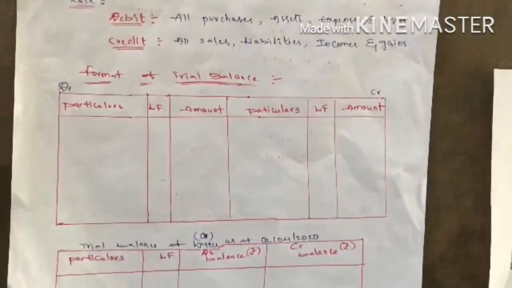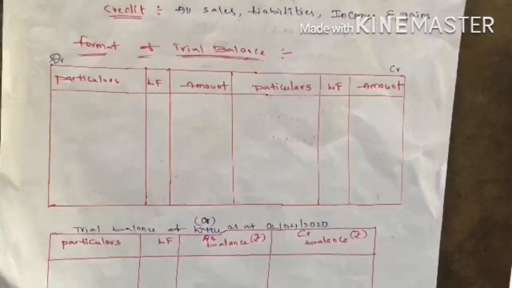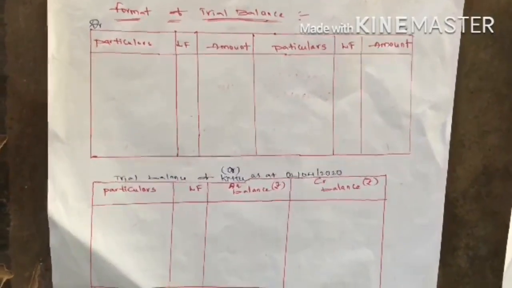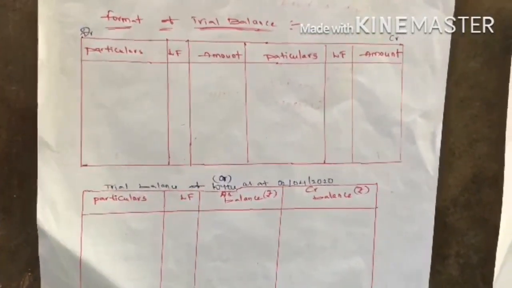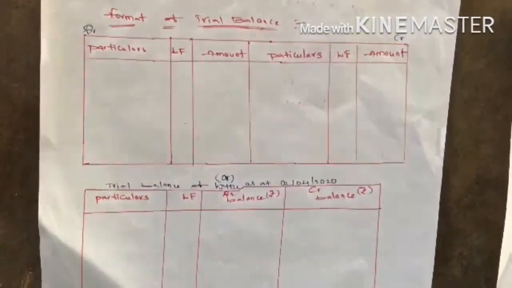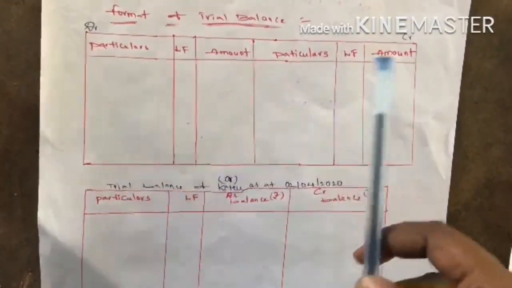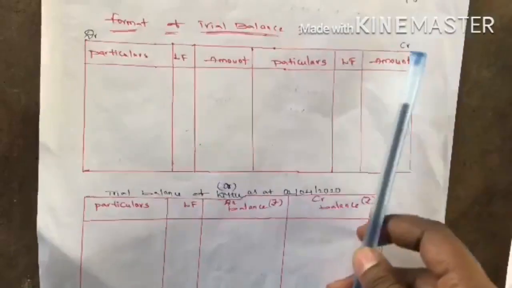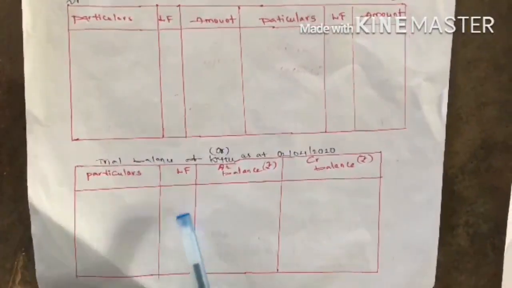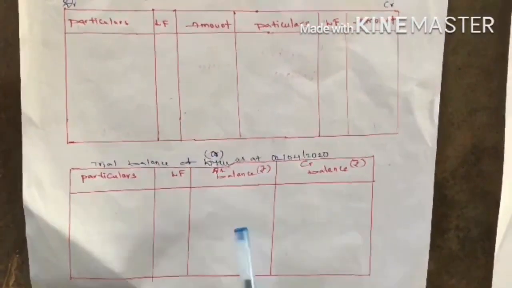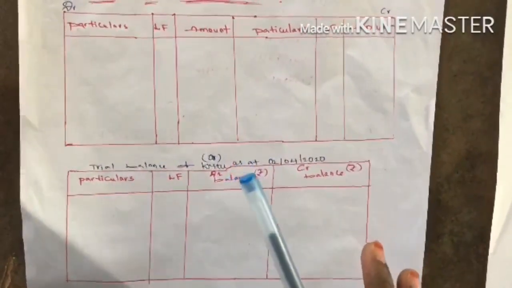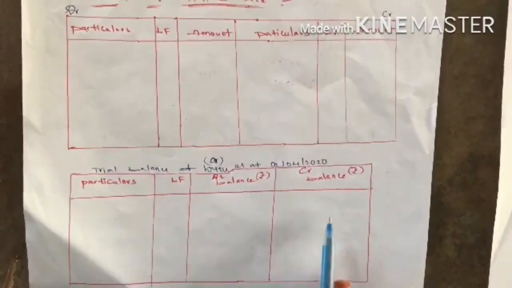So now we can see the format of trial balance. In this trial balance, we can use two formats. This is the first one and this is the second one. In the first one, particulars, LF means ledger folio, account particulars, LF means ledger folio. See here, debtor and creditor, that means the debit side and credit side. So here particulars, LF ledger folio, debit and credit balances. So in every account, we can tally debit and credit side.